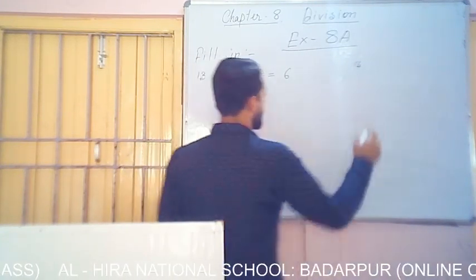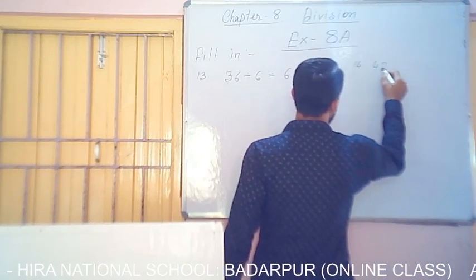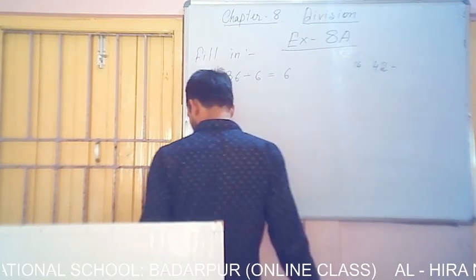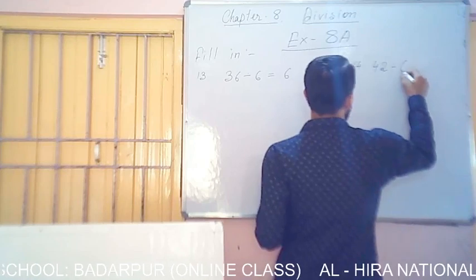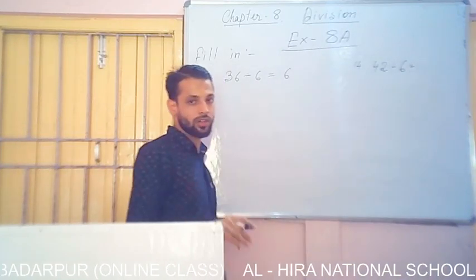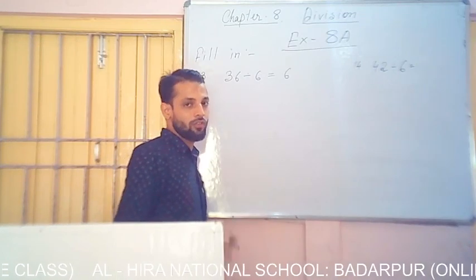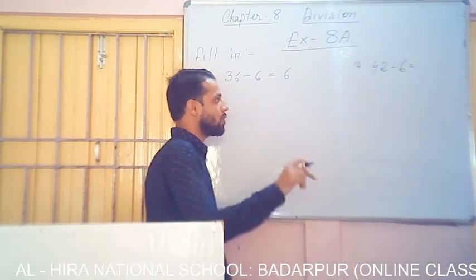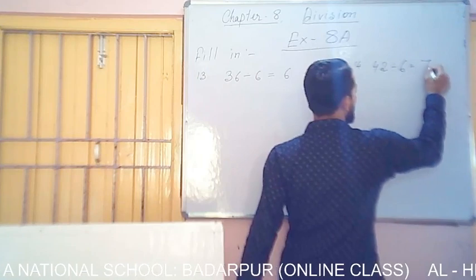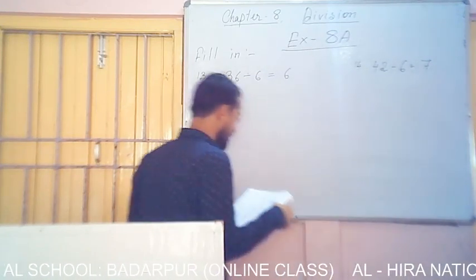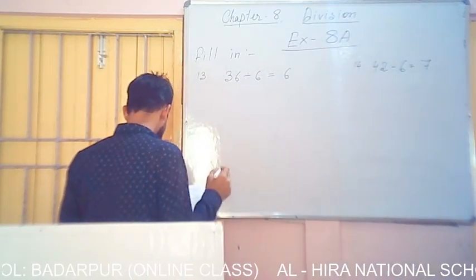Now question number 14. Question number 14 is 42 divided by 6. So here we are going to divide 42 by which number? By 6. Okay, so if we follow 6 multiplication table, we will get 6 sevens are 42. So here we are going to write 7. Now question number 15.